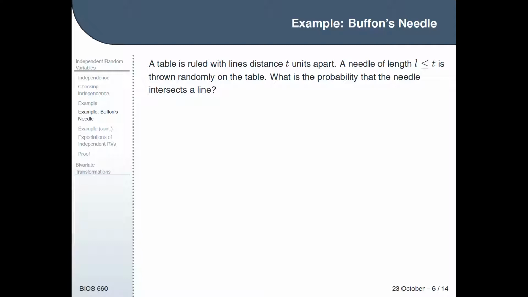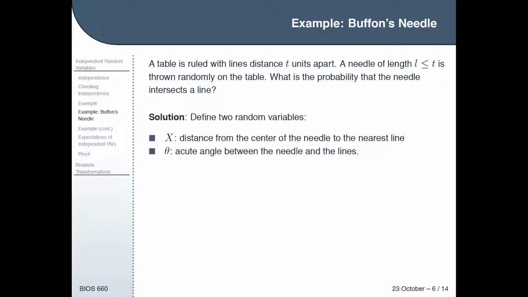Let me give the full setup as I continue to draw the picture. We're going to define two random variables that we call x and theta, where x is the distance from the needle to the nearest line, and theta is the acute angle between the needle and the line. So let's say the needle lands right there. The needle has length L in our setup. That would be the center of the needle. That distance there would be x. This angle here would be theta, is the way we're setting this up.